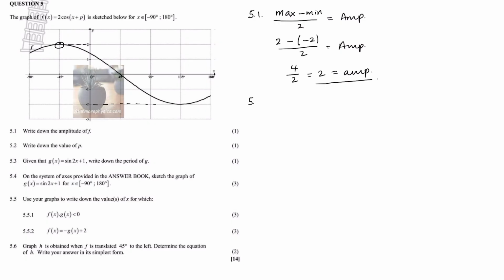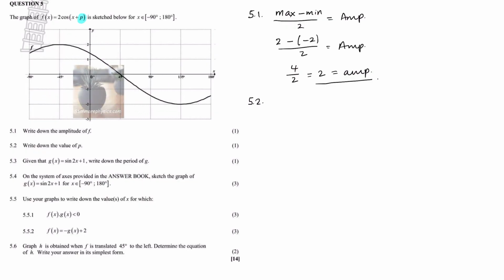Question 5.2, write down the value of p. So p is this unknown value here, and because it's in the bracket, it's referring to the left or right shift of this function. Now there's two ways to solve it. One is through inspection, the other is through substituting and solving. So let's take a look at the first option, through inspection.